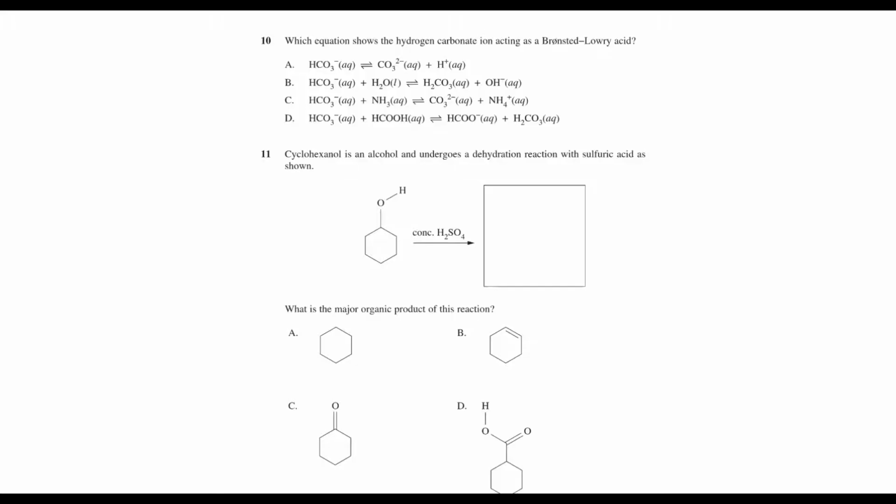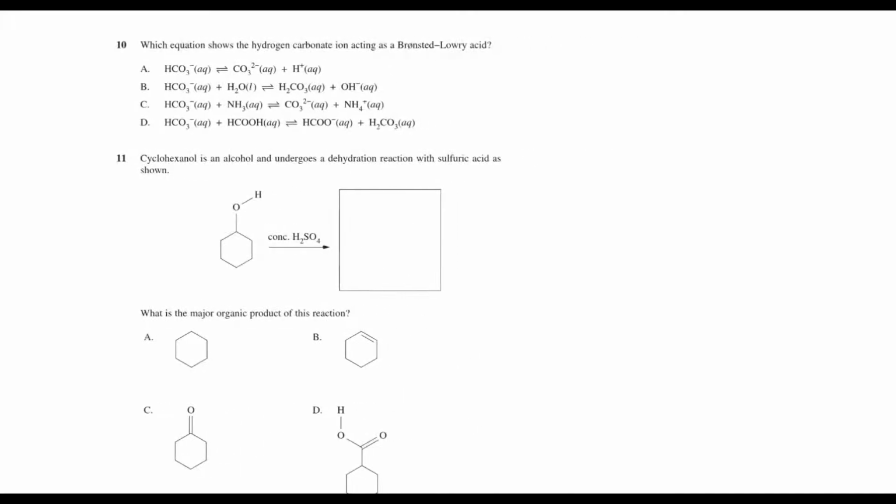On the next page, we continue to questions 10 and 11. Question 10 asks, which equation shows the hydrogen carbonate ion acting as a Bronsted-Lowry acid? By definition, a Bronsted-Lowry acid donates a hydrogen ion to another species. Therefore, if we want to show the hydrogen carbonate ion acting as an acid, it needs to appear on the left-hand side, and a carbonate ion should be on the right-hand side, with something accepting the hydrogen.